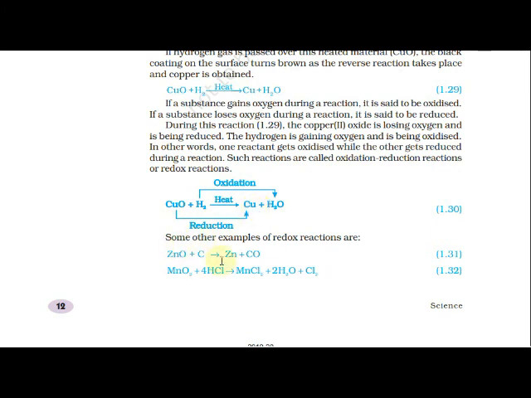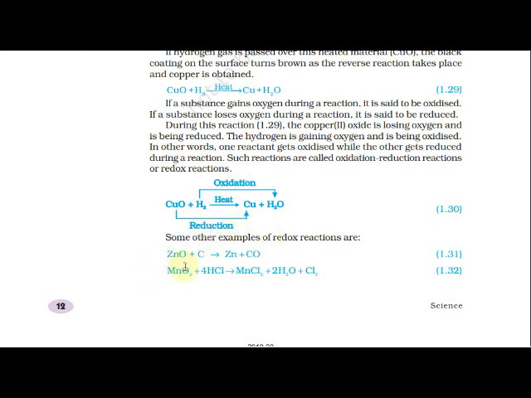Some other examples of redox reactions are ZnO plus C gives Zn plus CO, and MnO2 plus 4HCl gives MnCl2 plus H2O plus Cl2. Here what happens? In C, O is added, so CO is formed. And from ZnO, Zn is formed. So ZnO to Zn is reduction, O is lost. And in C, O is added. That is why it is oxidation.